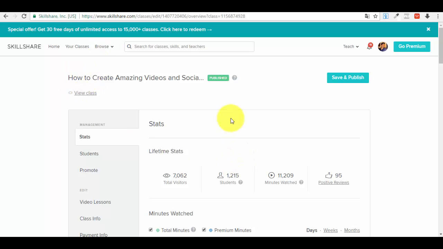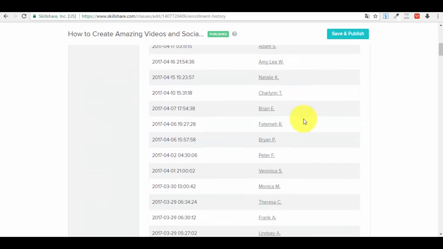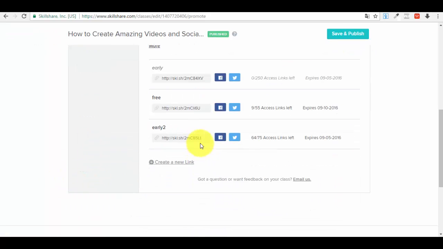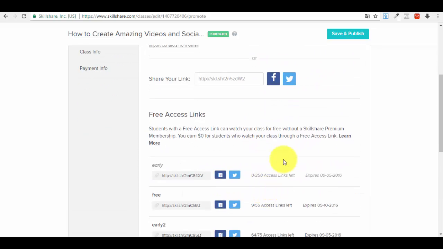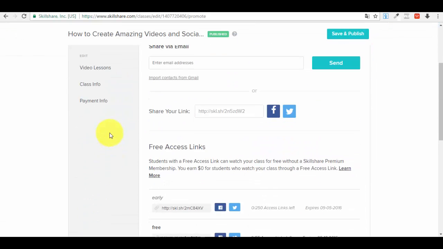Remember, okay, as you can see, for example, if we look at students, okay, a lot of students here, 1,180 students, okay, a lot of students. And let's see in the promote section. So we gave away back then, I think, around 350 free enrollments. That means that it has like 900 as I've told you before, 900 premium students enrolled, okay?